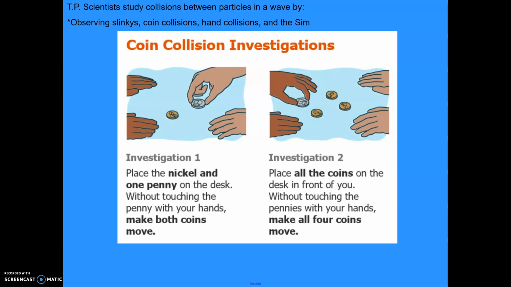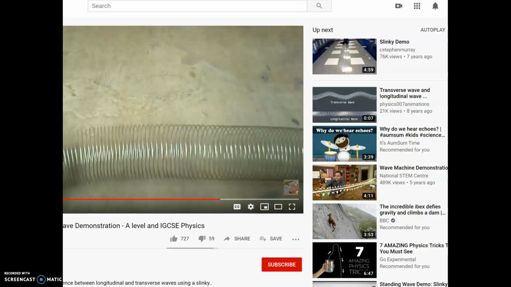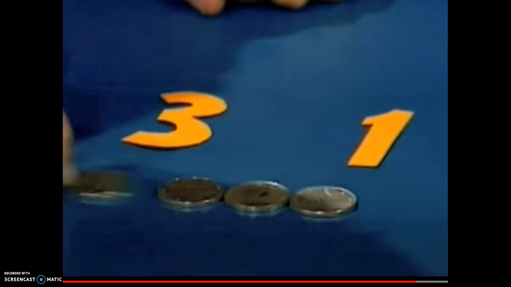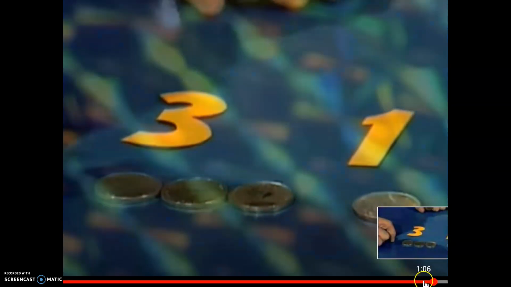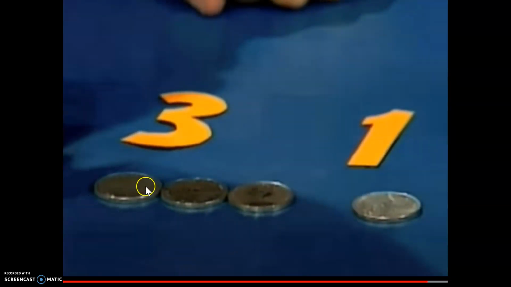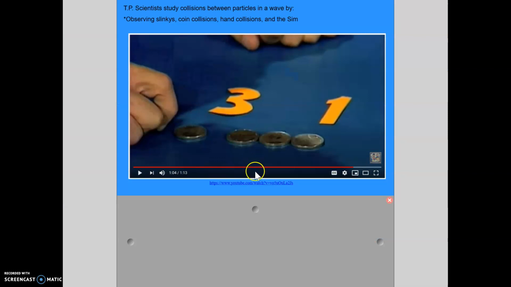Now I'm going to show you a video of what this could look like if you did this investigation. Let's see how he makes these move without touching them. Okay, so let's watch that again. That was pretty fast. So what he did was he pushed one of the coins, and when that coin collided with the other ones, the energy transferred and it ended up moving the last coin. So he was able to move those coins without touching them.